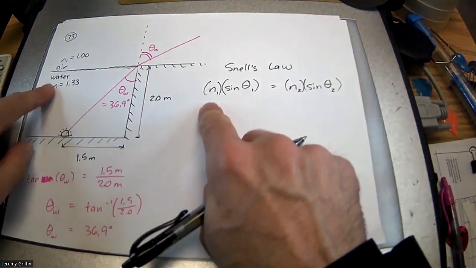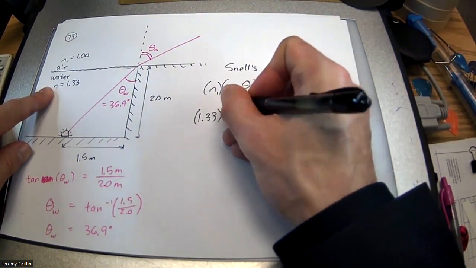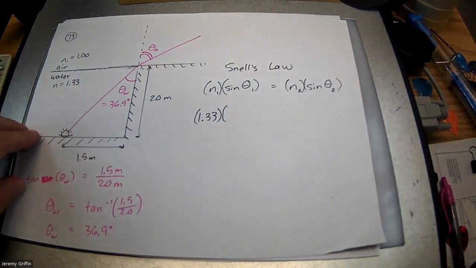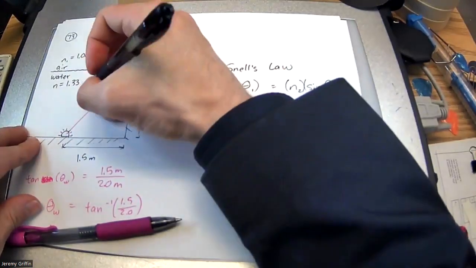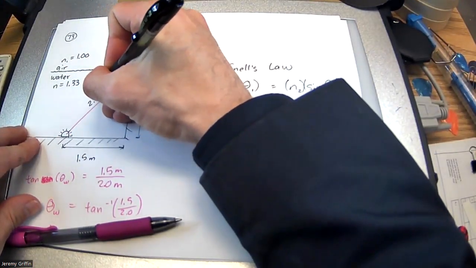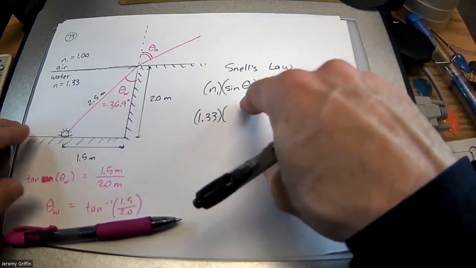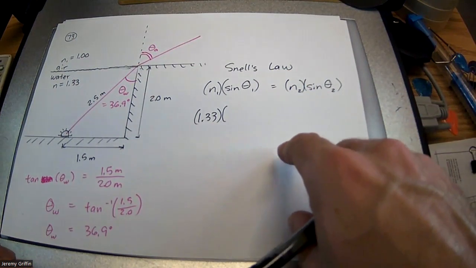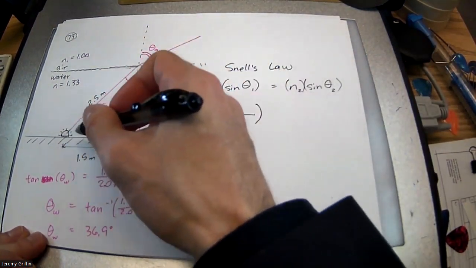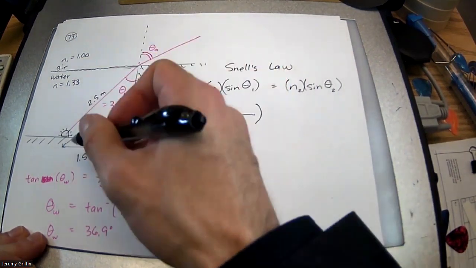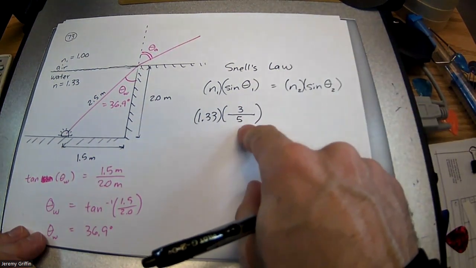But here's the other approach. So n of water is 1.33. Here's the side of the water. Remember how this hypotenuse must be 2.5 meters because it's a 3, 4, 5 right triangle. Sine of this angle could refer to opposite over hypotenuse, couldn't it? Which would be this opposite over this hypotenuse. So that'd be a ratio of 3 to 5, or 1.5 over 2.5. It's going to be a 3 over 5 ratio.